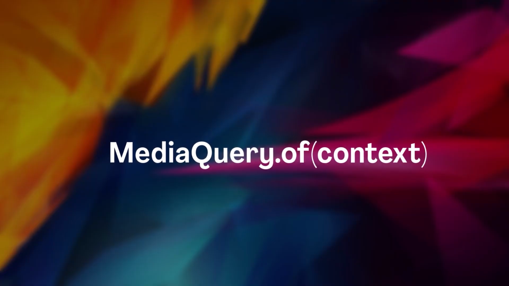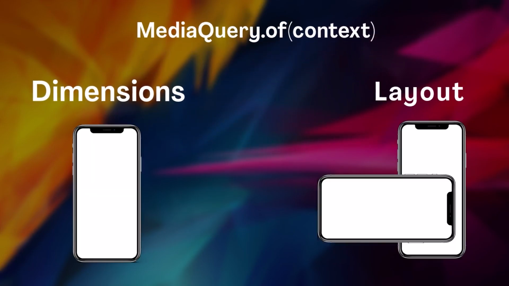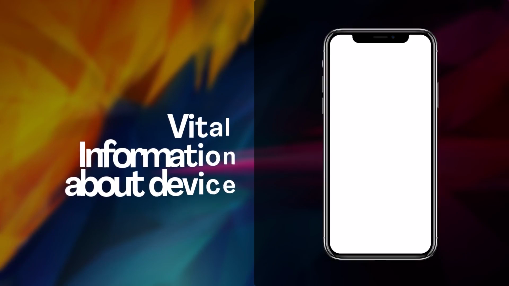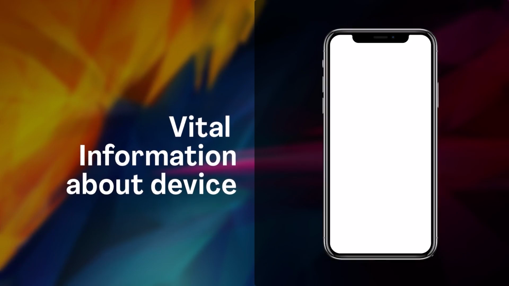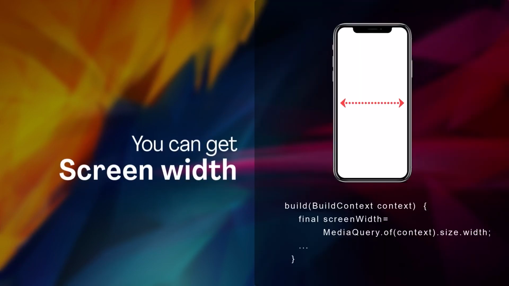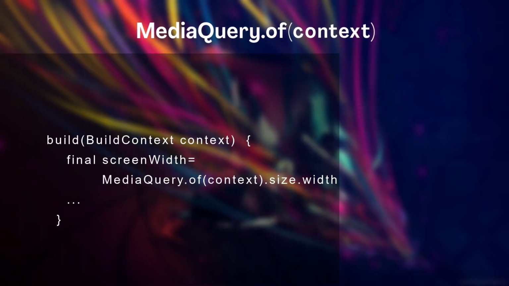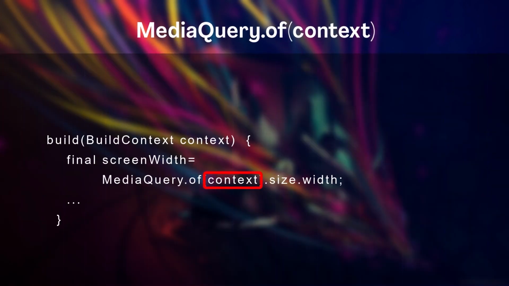MediaQuery.of is a method in the Flutter framework that allows us to access information about the dimensions and layout of the device screen. We can use it to access vital information about the device, such as screen width, height, device orientation, and more. To use MediaQuery.of, we need to pass it a build context object, which we can get from the context argument in the build method of a stateful or a stateless widget.